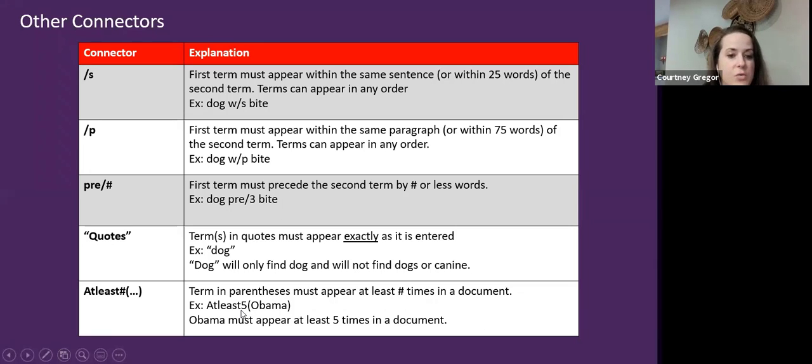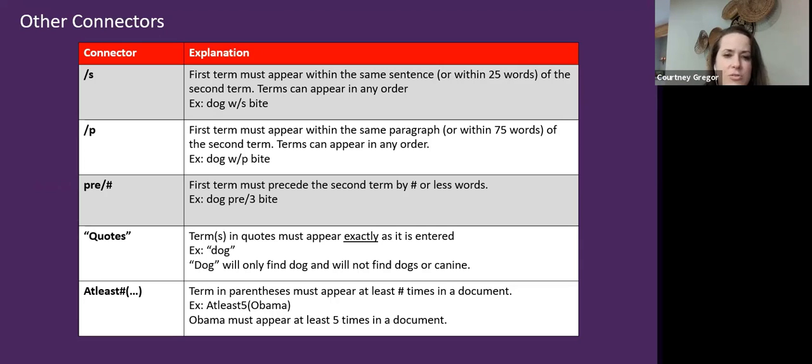So I could do this at least 5 times, and that ensures that the results I get back are mentioning my key term at least 5 times. I find for case law that 5 is actually a really good number to ensure that you're getting a good discussion of your term in the opinion.